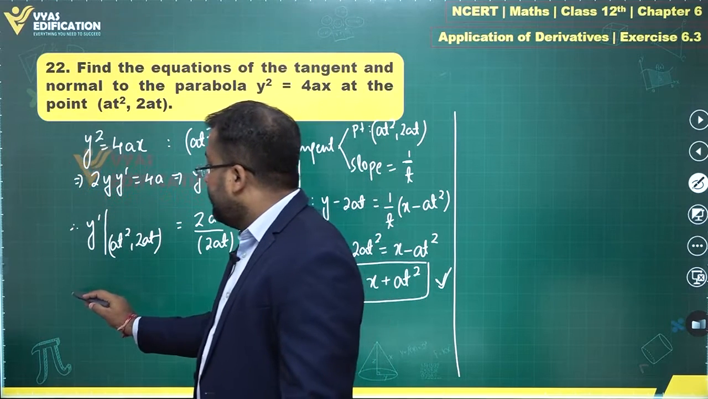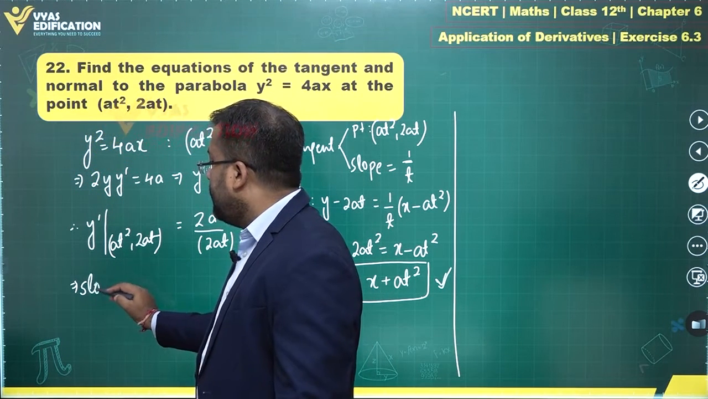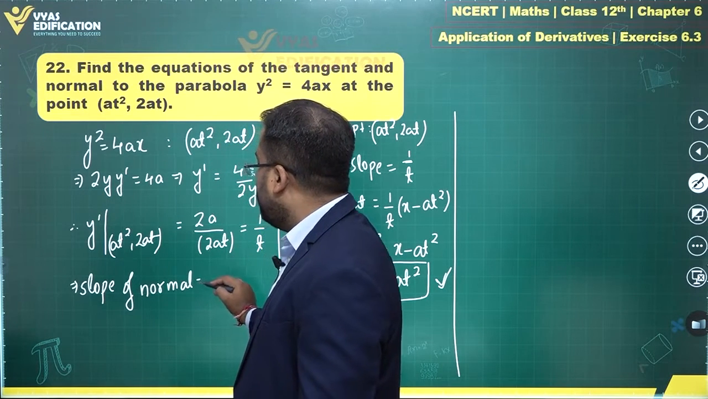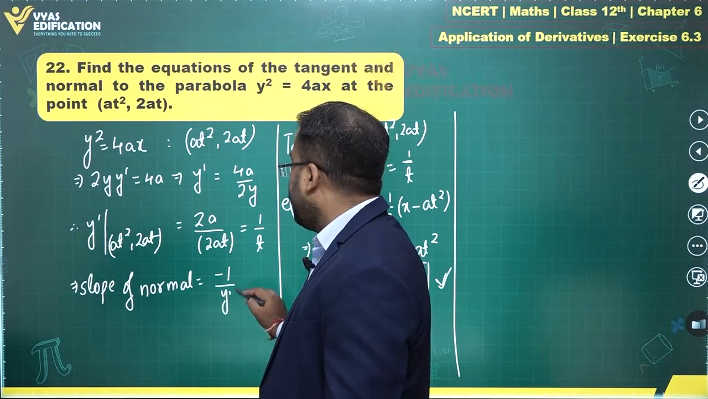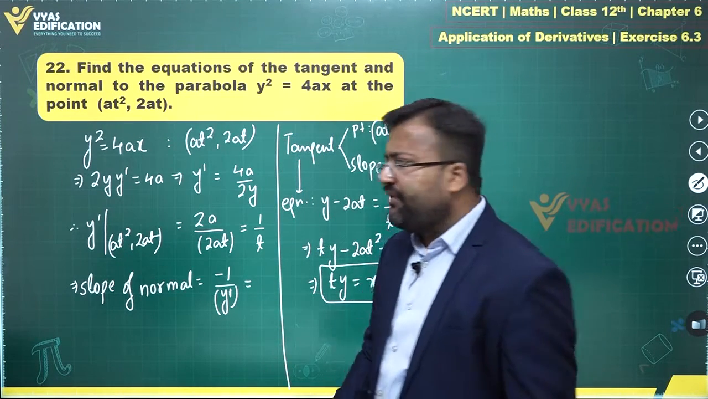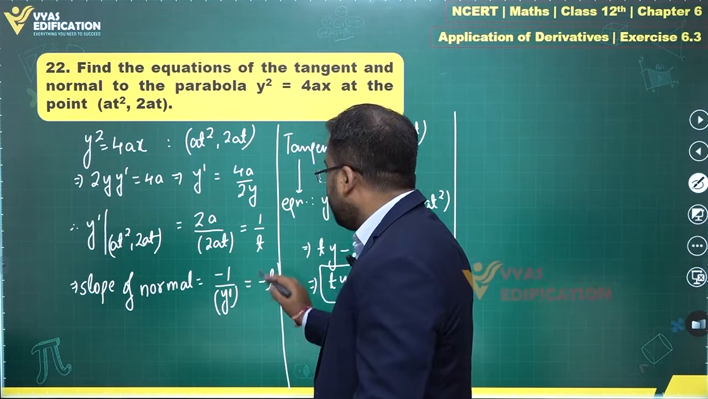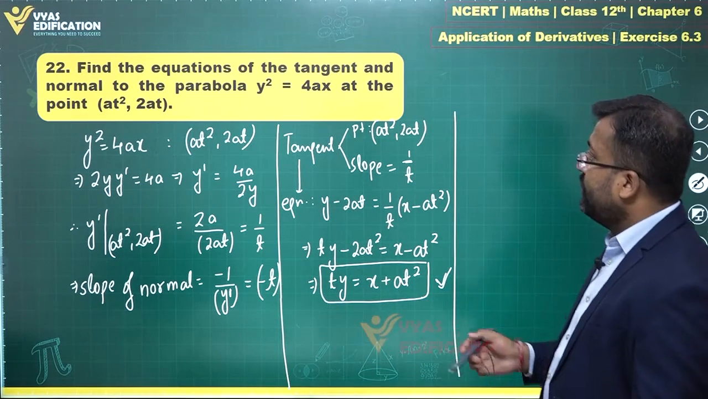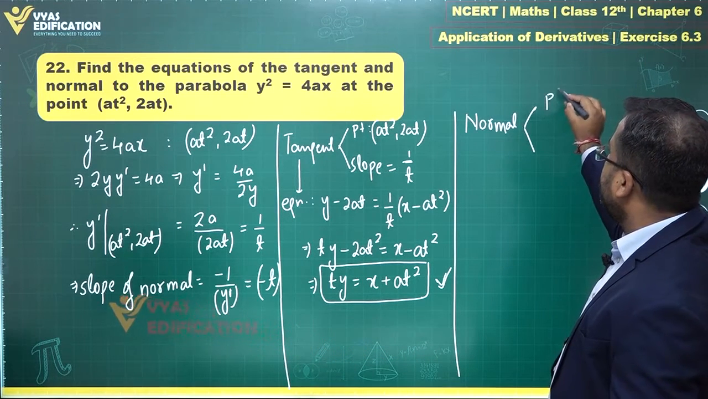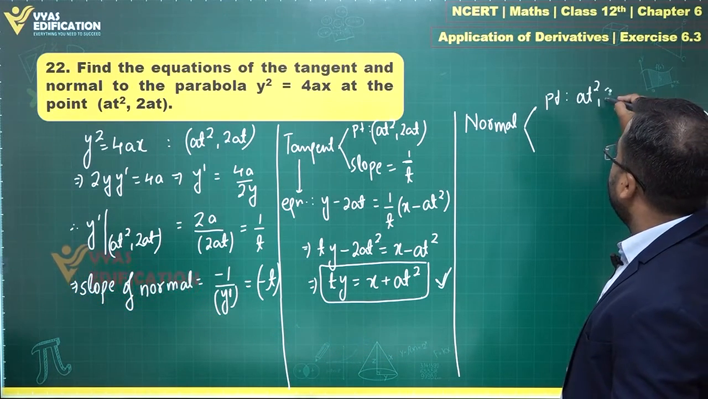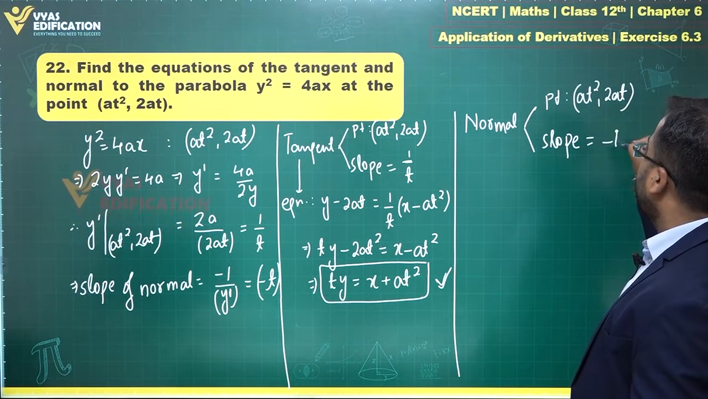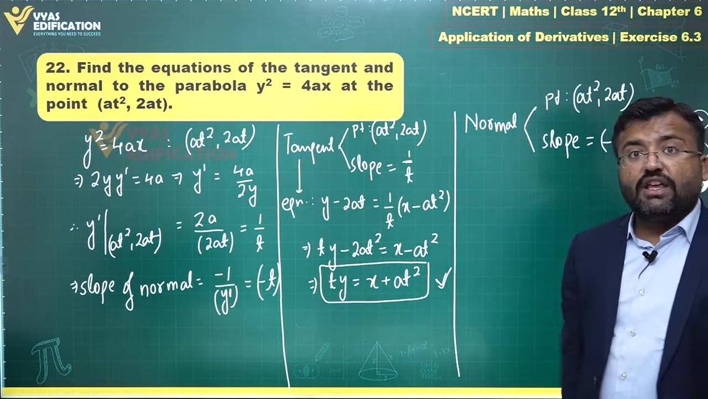This derivative gives me the slope of normal very easily as well. Slope of normal will be equal to −1 upon y′. This is the negative reciprocal of this: take the reciprocal and multiply with the minus. This becomes −t, and that is the required slope of normal. So for normal, what are the two things that you need? We need the point, which is again (at², 2at), and we need the slope, which is −t, as you can see over there.